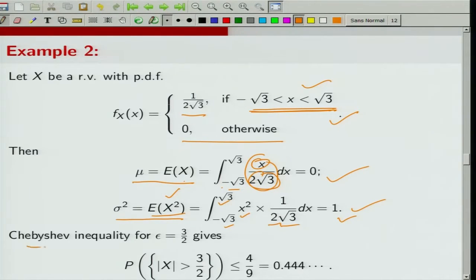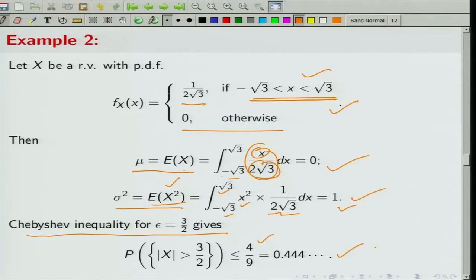So I apply the Chebyshev inequality for epsilon equal to 3 by 2, which gives me the probability of mod of x minus mu, mu is 0, greater than epsilon sigma. Since sigma is 1, that is the same as the probability of mod of x greater than epsilon, which is 3 by 2. This would be less than or equal to 1 upon epsilon square. 1 upon epsilon square is 4 by 9, which turns out to be 0.444 approximately. So in this case the Chebyshev inequality gives me this.